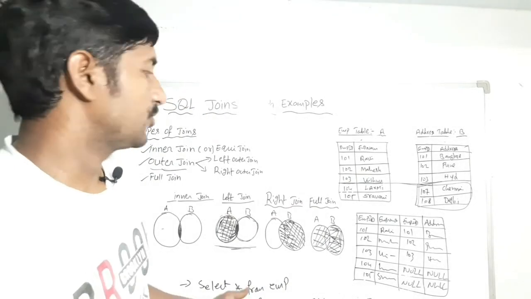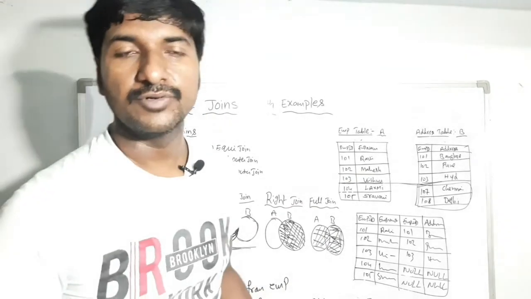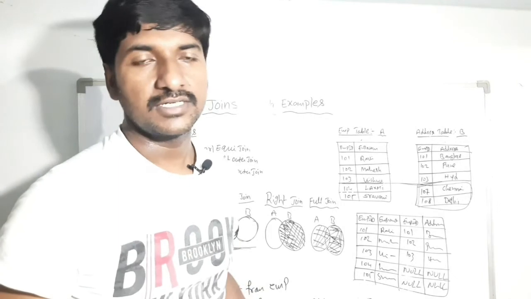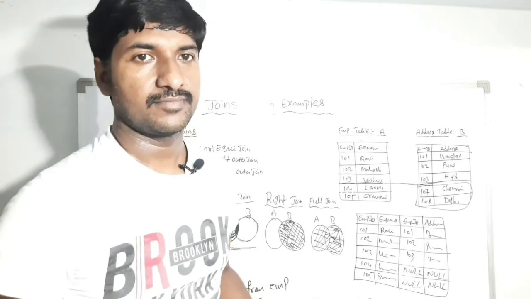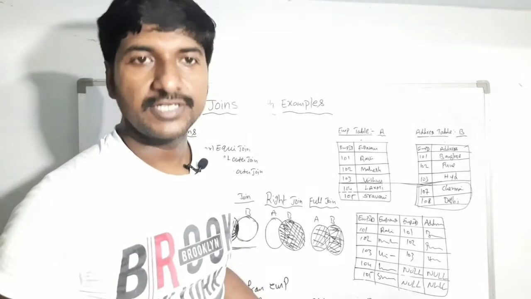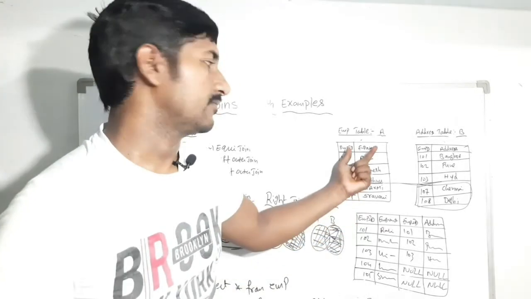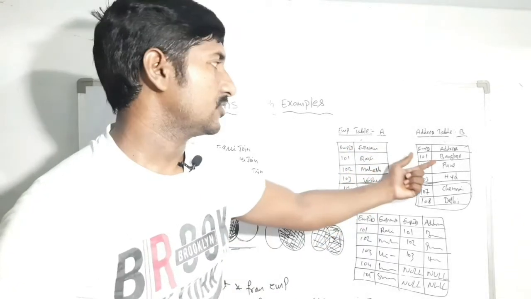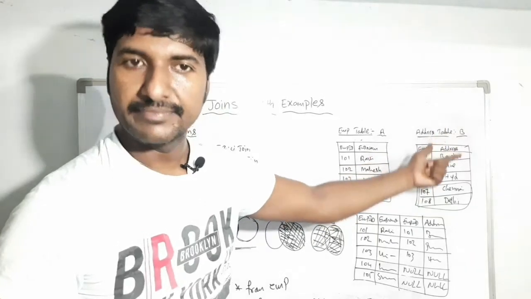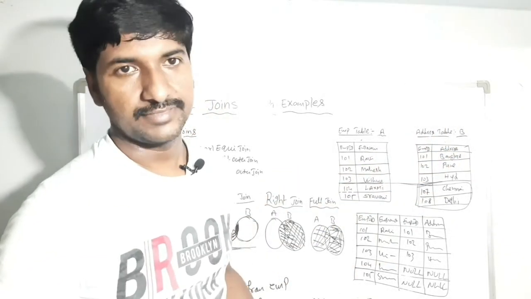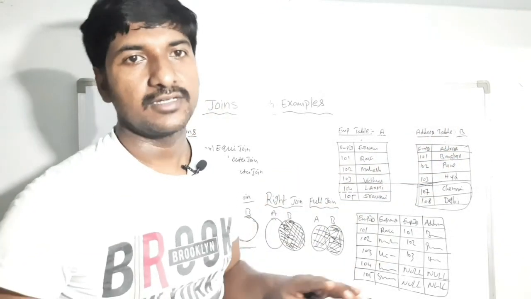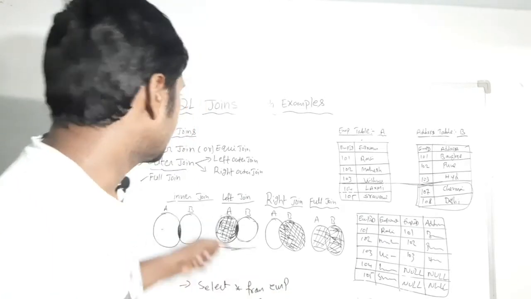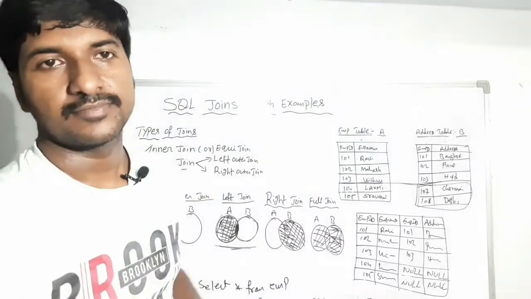I hope you understand how you are going to retrieve data by using left outer join. By using left outer join you can get all the data from the left table and also matching or unmatched data from the right table. I hope you are clear now. Now let us look at right outer join.